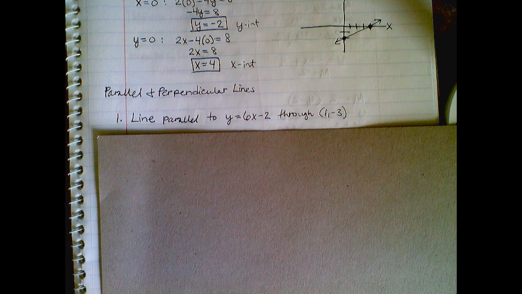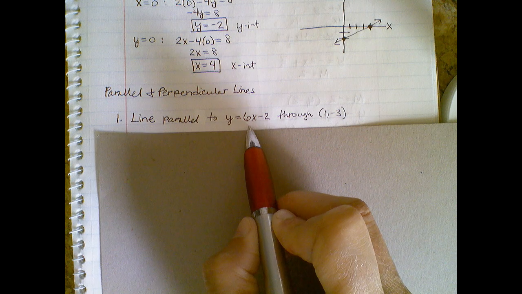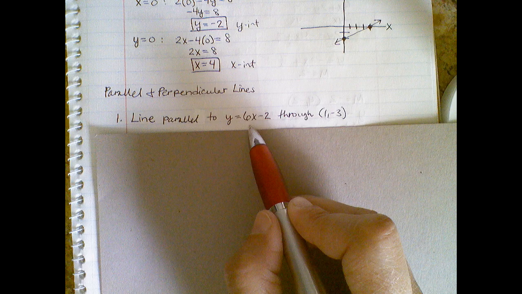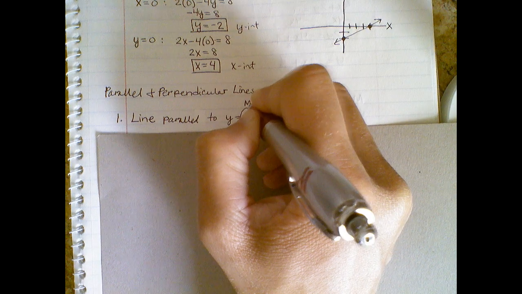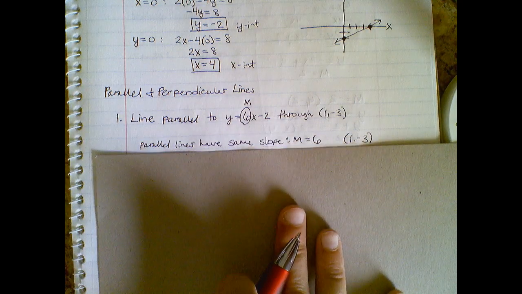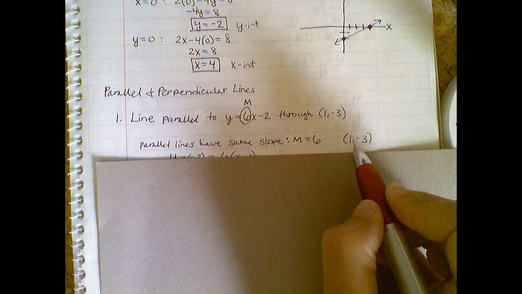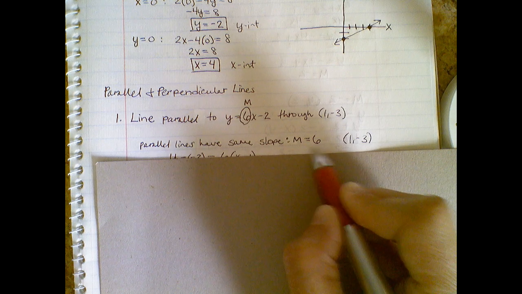So what they did to us, they gave us this equation, and we want to find the line that's parallel to it that goes through this point. So that word parallel is huge. Parallel lines have the same slope. So this one has a slope of 6. So the line parallel to it is also going to have that exact same slope. So I'm going to then use that exact same slope of 6. I'm going to use this point that is on my new line, and then I'm just going to go through the steps of putting it in point slope form.